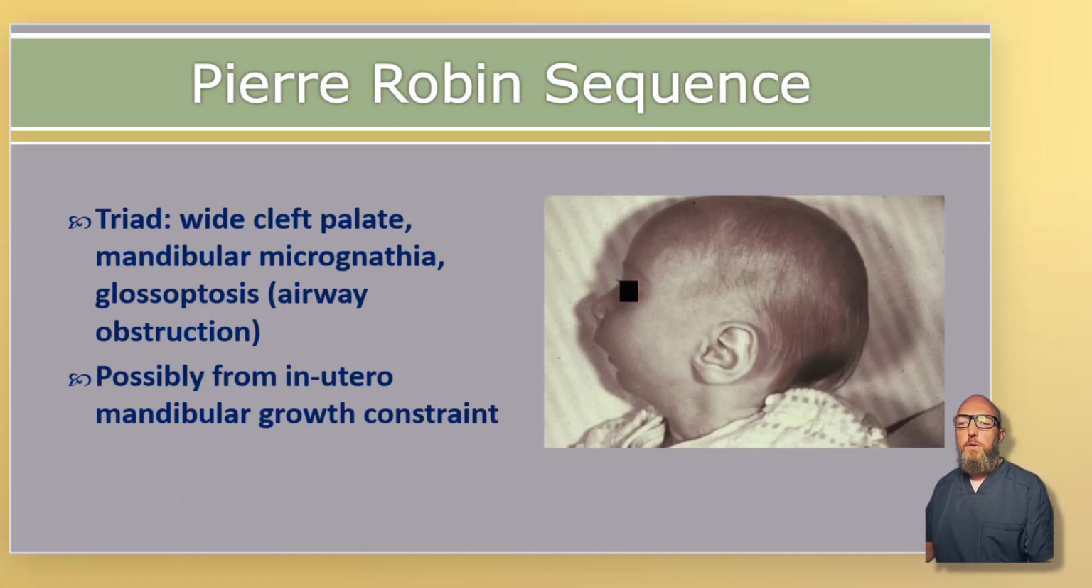Pierre Robin. So this is a triad of wide cleft palate along with mandibular micrognathia and glossoptosis. And so that can lead to airway obstruction. And sometimes this is associated with other syndromes. So just be familiar with that.